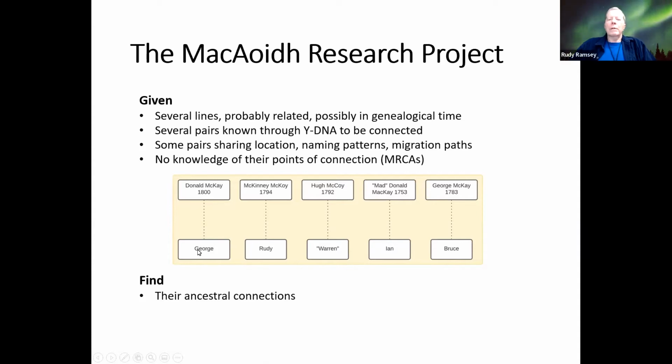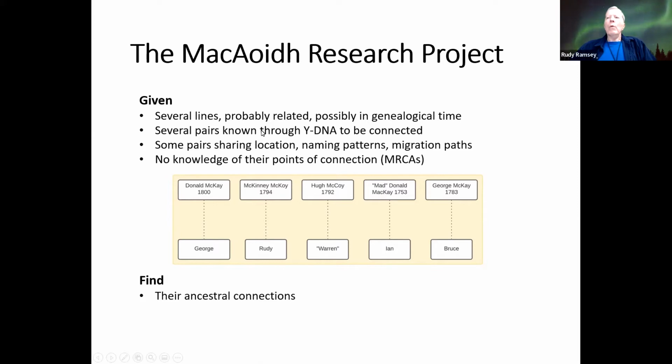They're all active genealogists who are mostly working on their own lines, naturally enough, but who are interested in cooperating to try to find out how we're connected. And these are the oldest or earliest well-documented ancestors in these 5 lines. 2 of them are known to have come from Scotland, this Donald McKay and Mad Donald McKay. These are all lines that are almost certainly descended from the McCoy clan in Sutherland in Scotland.